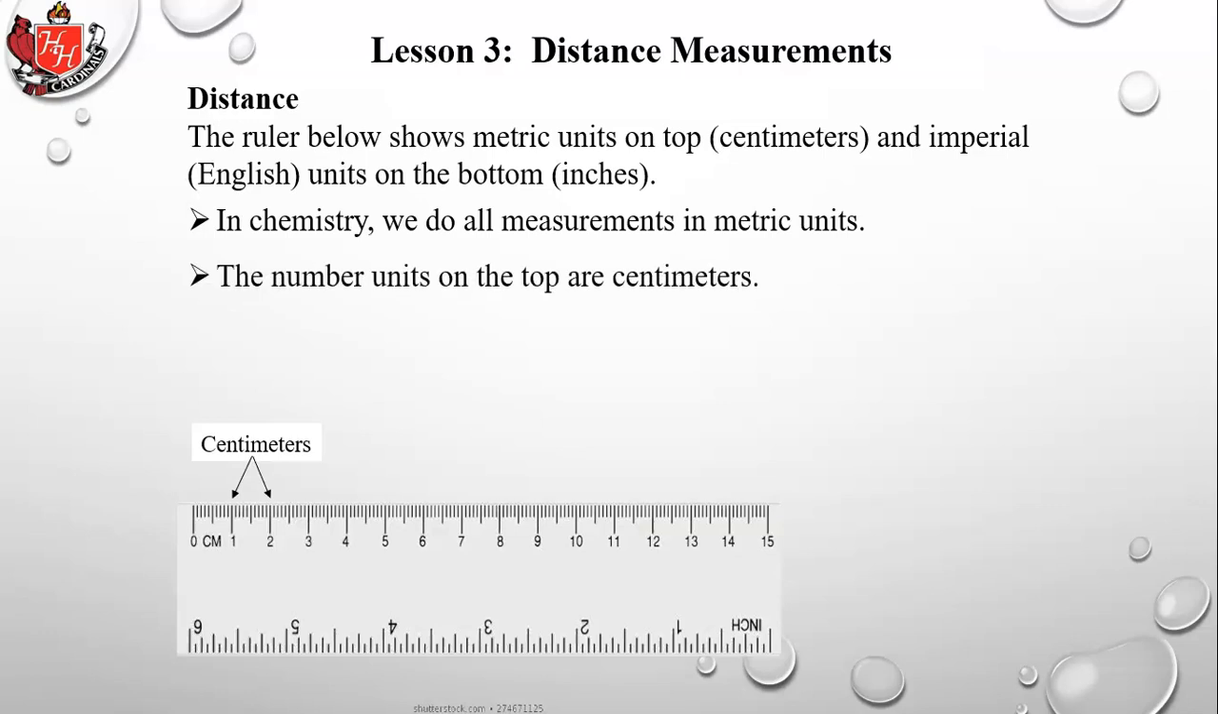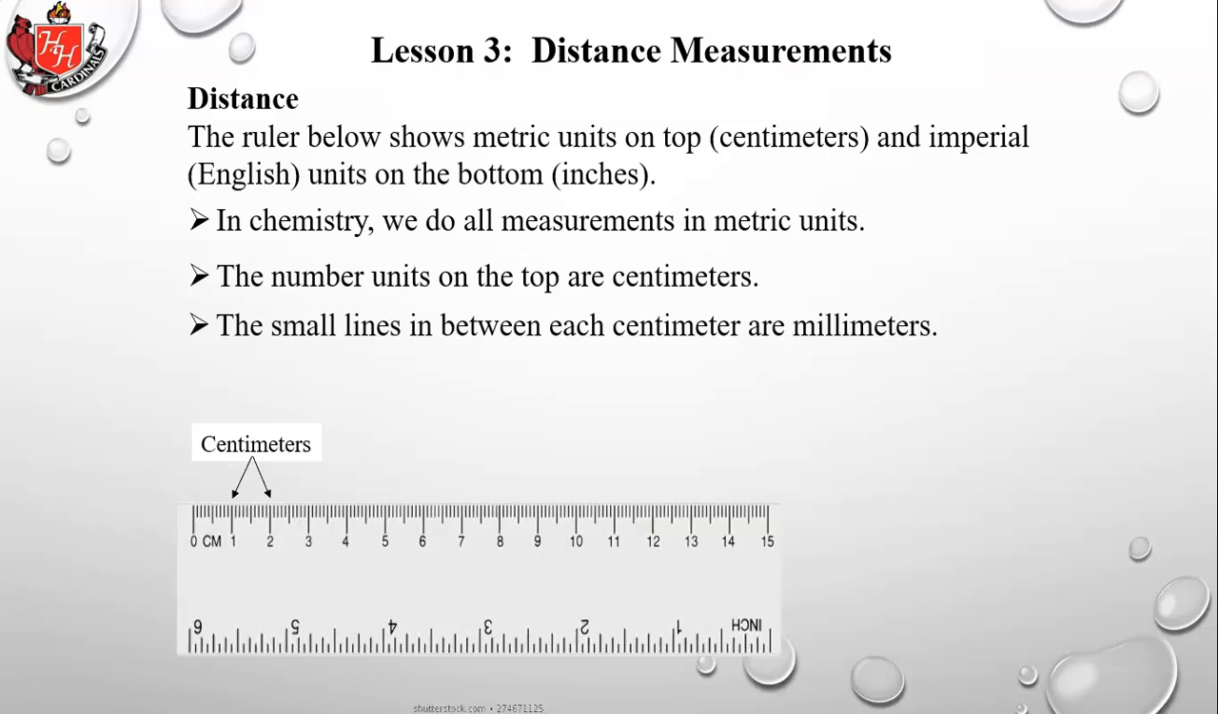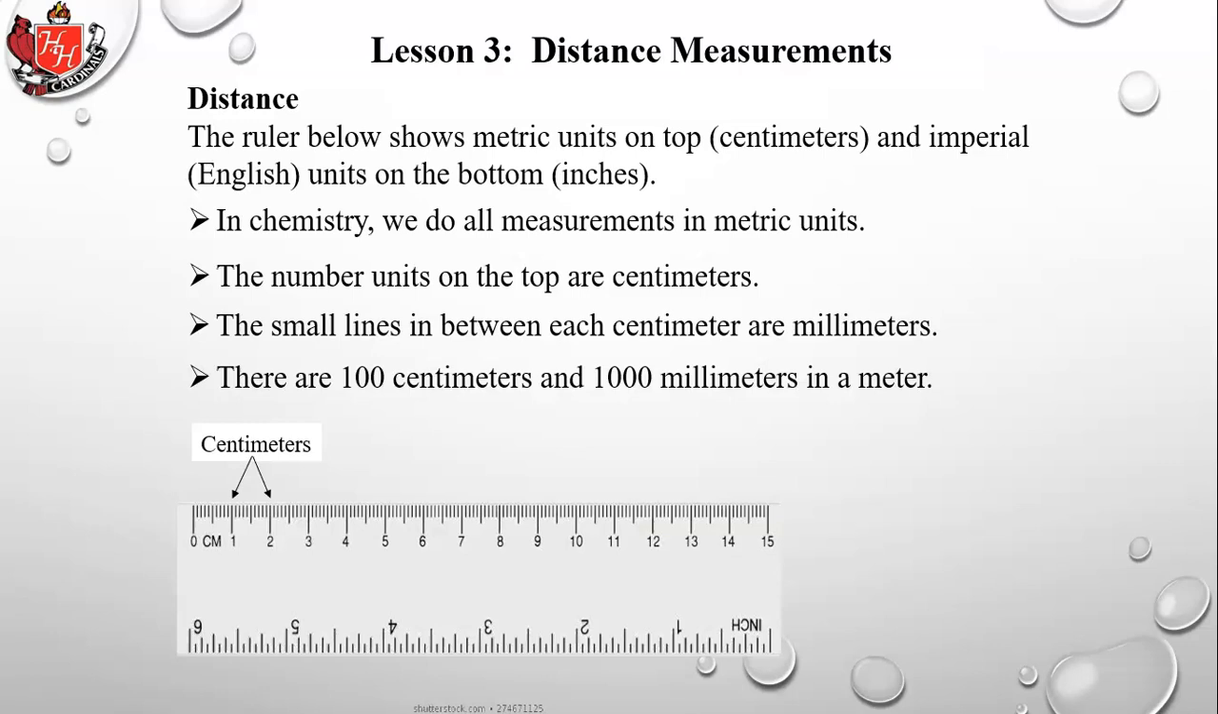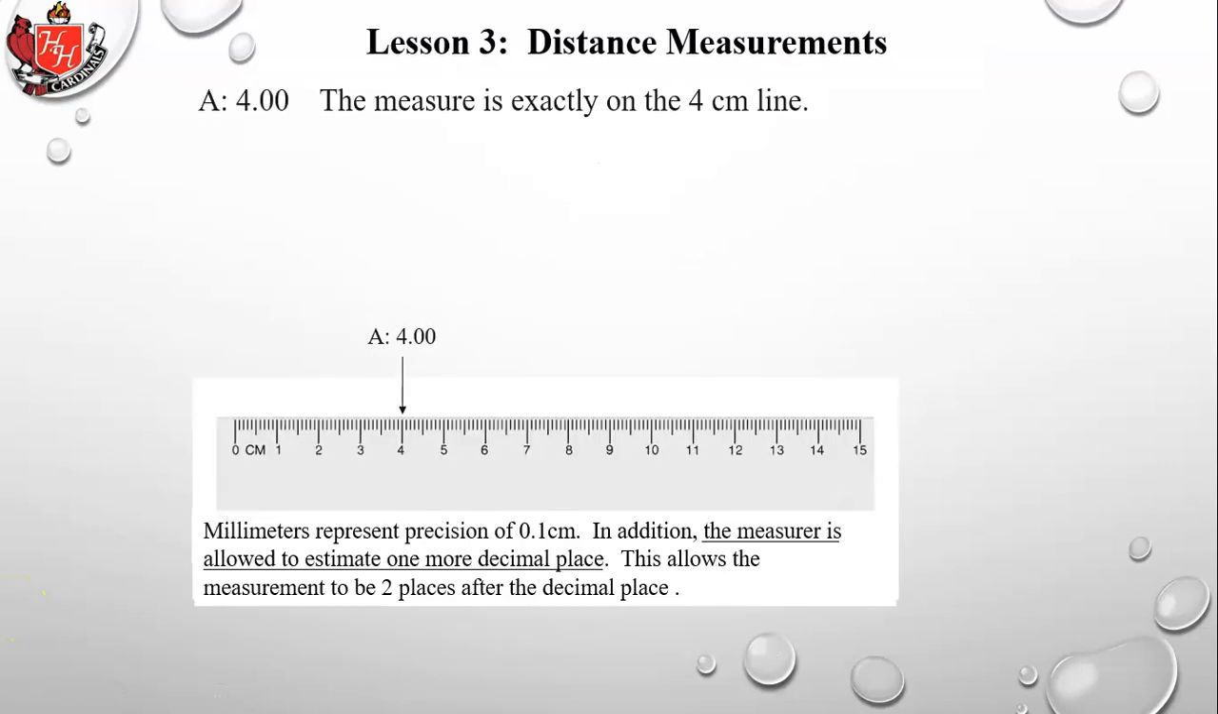The number units on the top are centimeters, so each of those numbers you see, 1, 2, 3, 4, 5, are centimeters. The small lines in between each centimeter are millimeters. So there's 100 centimeters in a meter. There's 1,000 millimeters in a meter. There are 100 centimeters and 1,000 millimeters in a meter. Okay, so let's take a look at this.